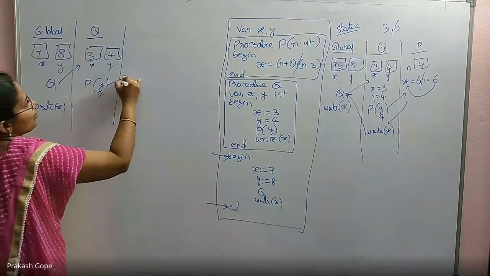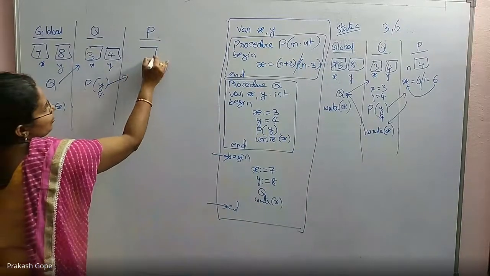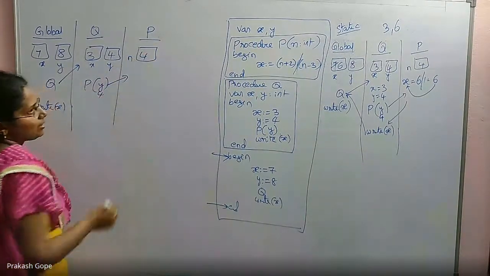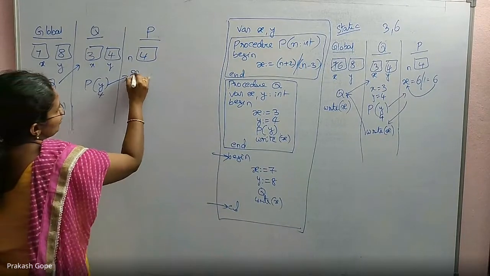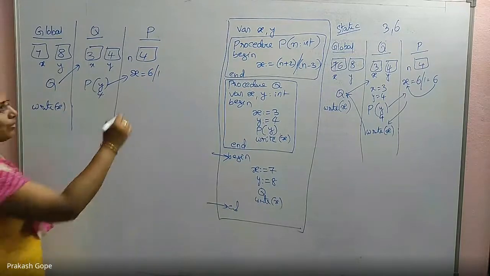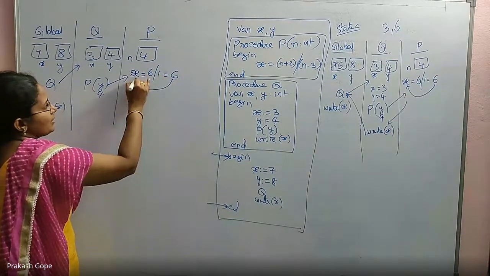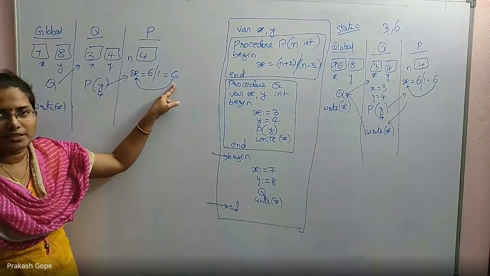So P of 4. So go to P's environment with 4, which is copied into the formal parameter, which is a local variable for P. Now execute X equal to n plus 2 by n minus 3. 6 by 1 is 6. Should be assigned to X. But I don't have a locally declared X to assign 6.